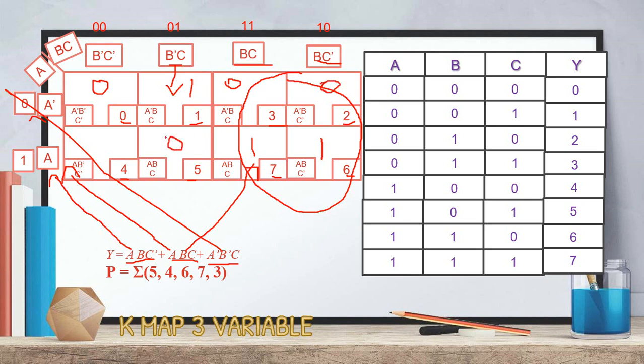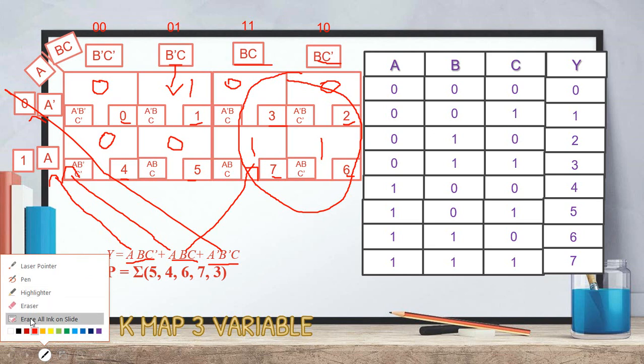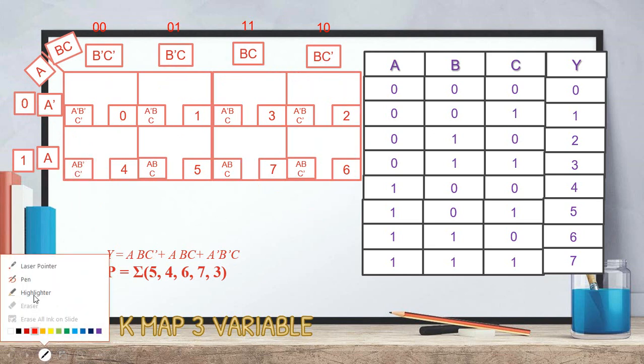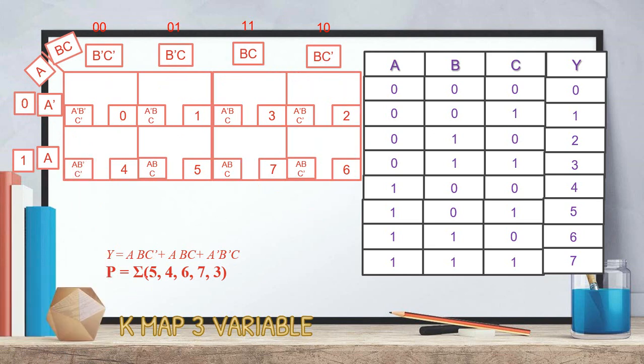In the equation, whichever portion is present, you have to make it 1. Whichever is not present, make it 0. In the same way, you can take one more example, the one shown below. This example says P is equal to summation of 5, 4, 6, 7, 3.